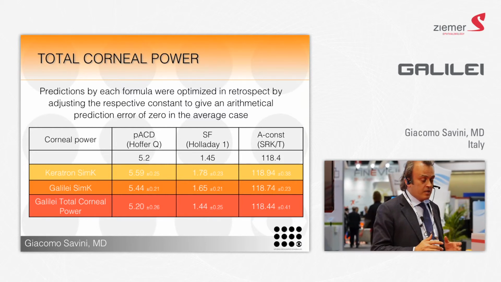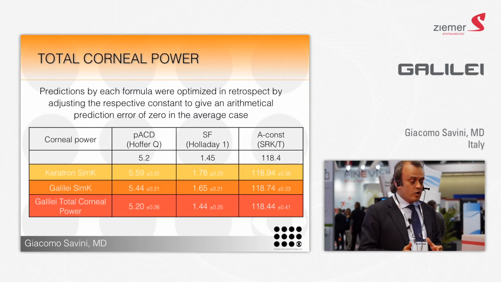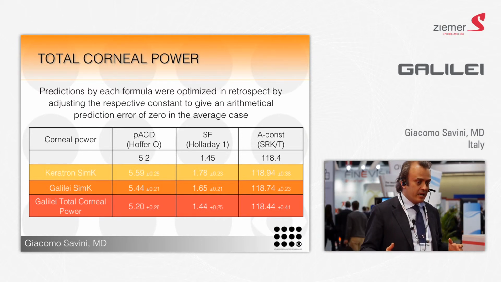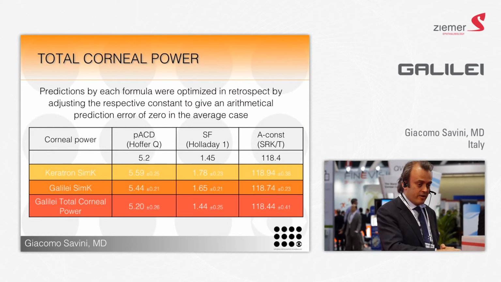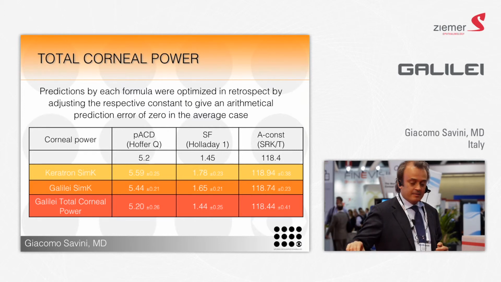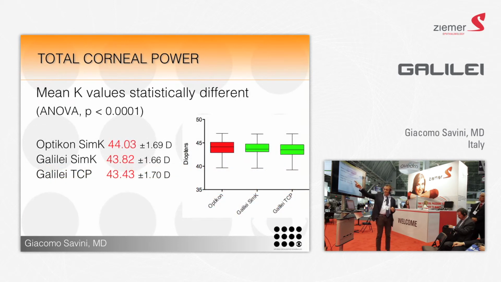So first of all, if you have a Galilei and you wish to use the total corneal power for post-LASIK eyes, you should first optimize the constant in a sample of 30, 40 unoperated eyes, so that you know that for that kind of IOL, the constant is this one for SRK/T, this one for the Holladay 1, and this one for the Hoffer Q, because the numbers are different. You see that with respect to the Galilei SimK, we got a 0.4 diopter average lower value. So you have to take this in consideration.